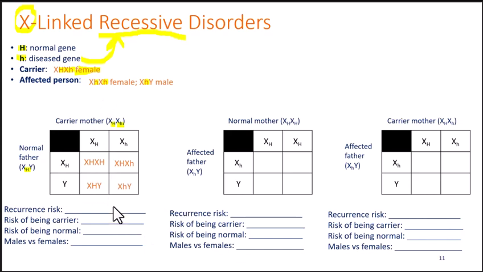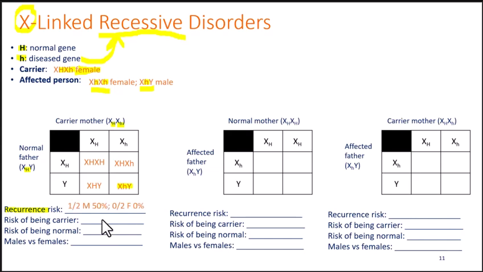Now, what's the recurrence risk? We want to know what are the chances that their child will have the condition. So we have to look at affected then and the diseased gene of h. So we're looking for this for female and this for males. So what we have is nothing there for female. And then for males, we do have one.